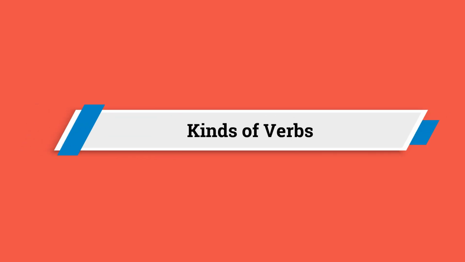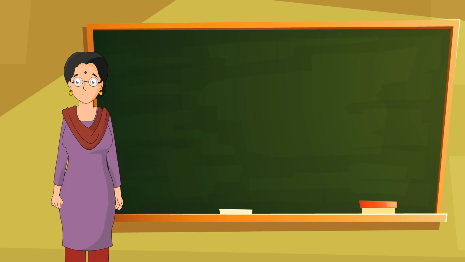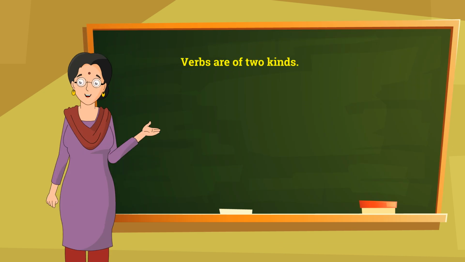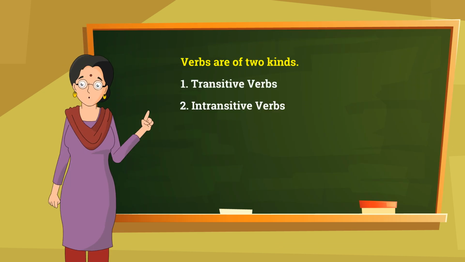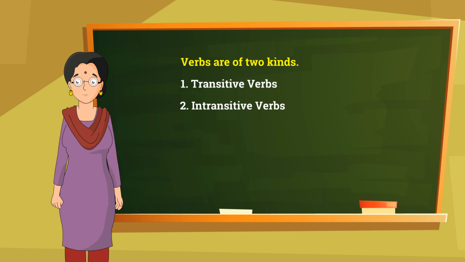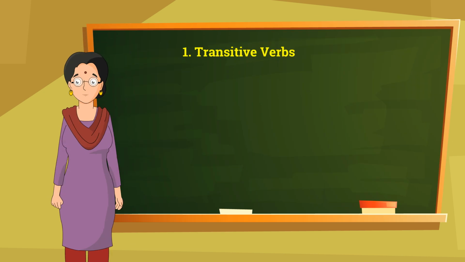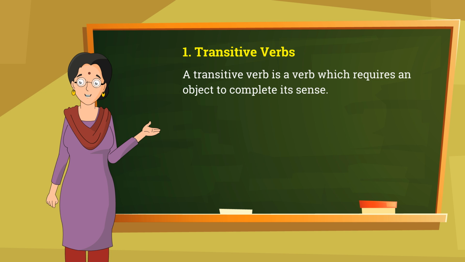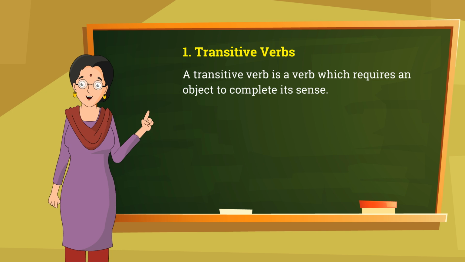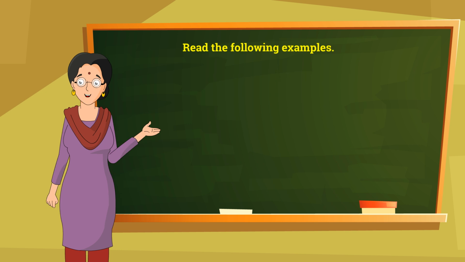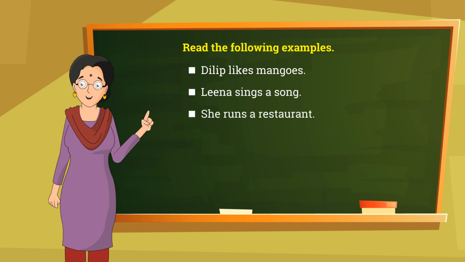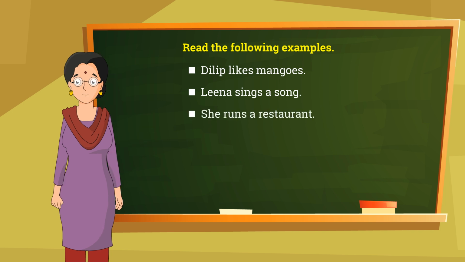Kinds of verbs. Verbs are of two kinds: transitive verbs, intransitive verbs. Transitive verbs. A transitive verb is a verb which requires an object to complete its sense. Read the following examples. Dilip likes mangoes. Leena sings a song. She runs a restaurant.